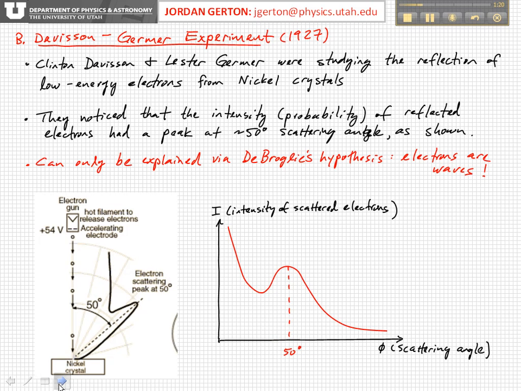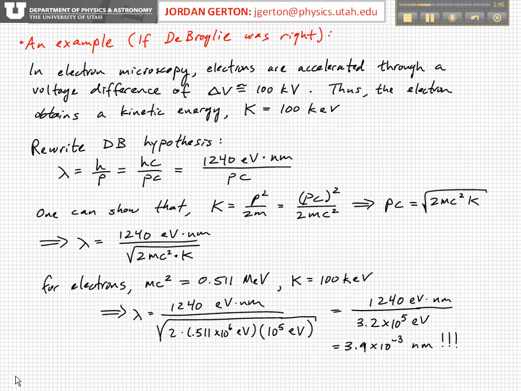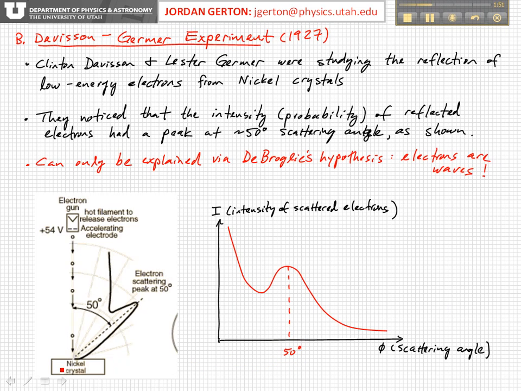So the Davisson-Germer experiment was the first experiment to show that, in fact, we could think of matter, in this case electrons, also as waves. And what they were doing is they were studying the reflection of low energy electrons off of nickel crystals. And so here's a schematic of the experiment. Over here we have some electron gun, and they were using low energies. As you know, in a modern electron microscope, you have something on the scale of 100 kilovolts of voltage. Here they had about 54 volts, so much smaller.